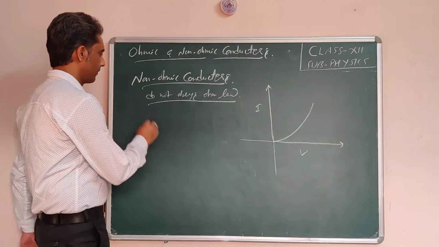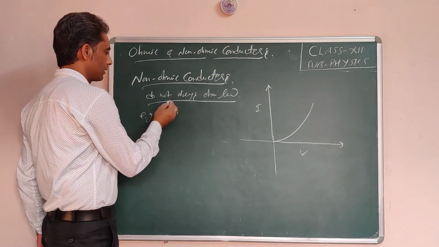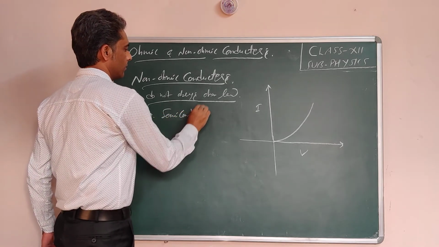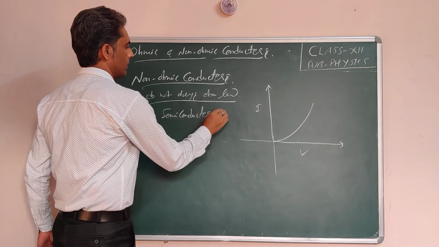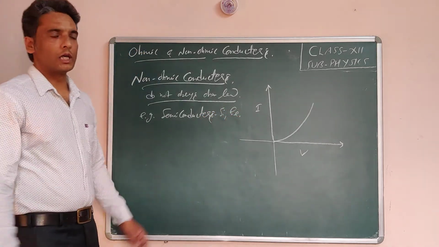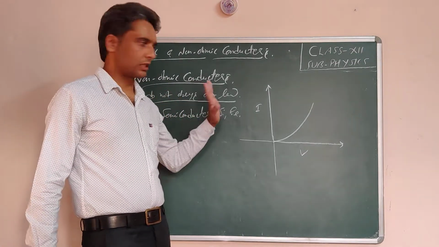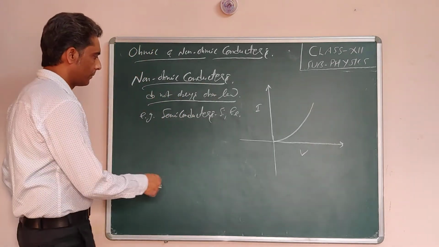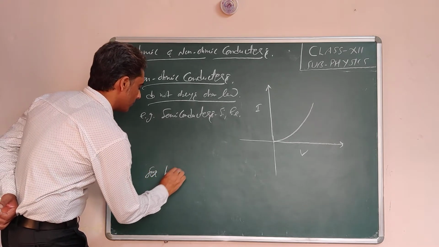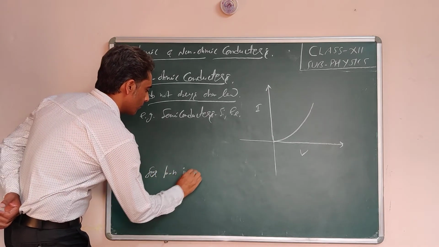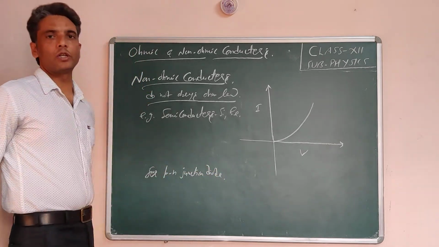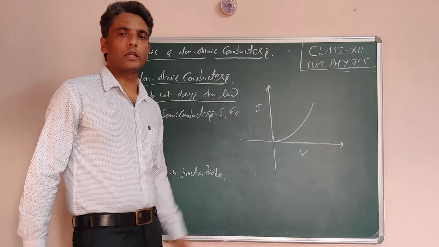So for example, we can write semiconductors like silicon, germanium. They are non-ohmic conductors. Also the PN junction diode. We will study this PN junction diode again in the last unit, that is electronic devices.